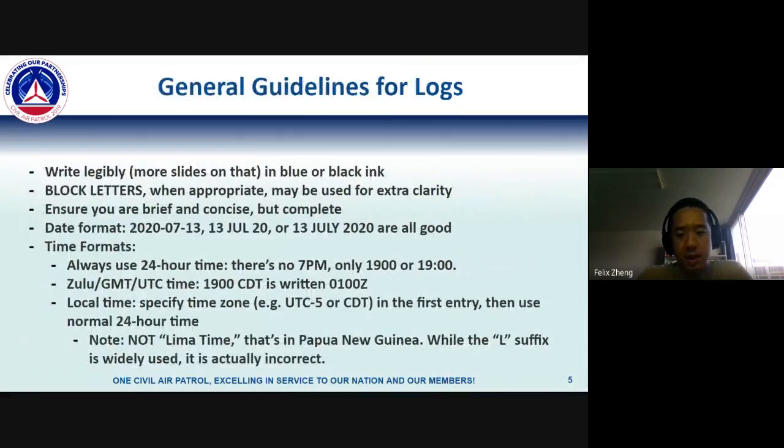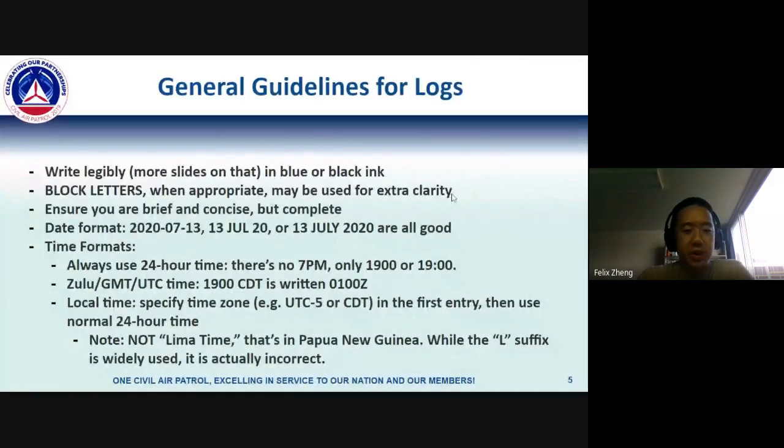So, here are some general guidelines for logging. When you are writing on a paper log, you need to make sure you write legibly. If block letters are appropriate, please use them. That means if that makes your handwriting clearer, please use block letters, capital letters, uppercase letters. Please make sure you're brief and concise, but also complete. We want to log all the information that is pertinent, but we don't want to be reading an essay every time we look through a log.